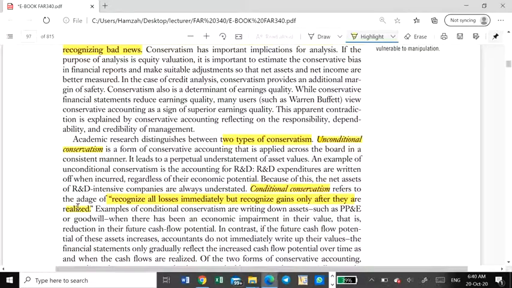So maksudnya conservatism ni, kita kalau dapat loss je terus kita recognize. Tapi kalau kita dapat gain, kita tak terus recognize. Kita bila betul-betul dapat gain tu baru kita recognize. So untuk conservatism ni kita nak analyse dia punya risk rather than the profit. Okay.